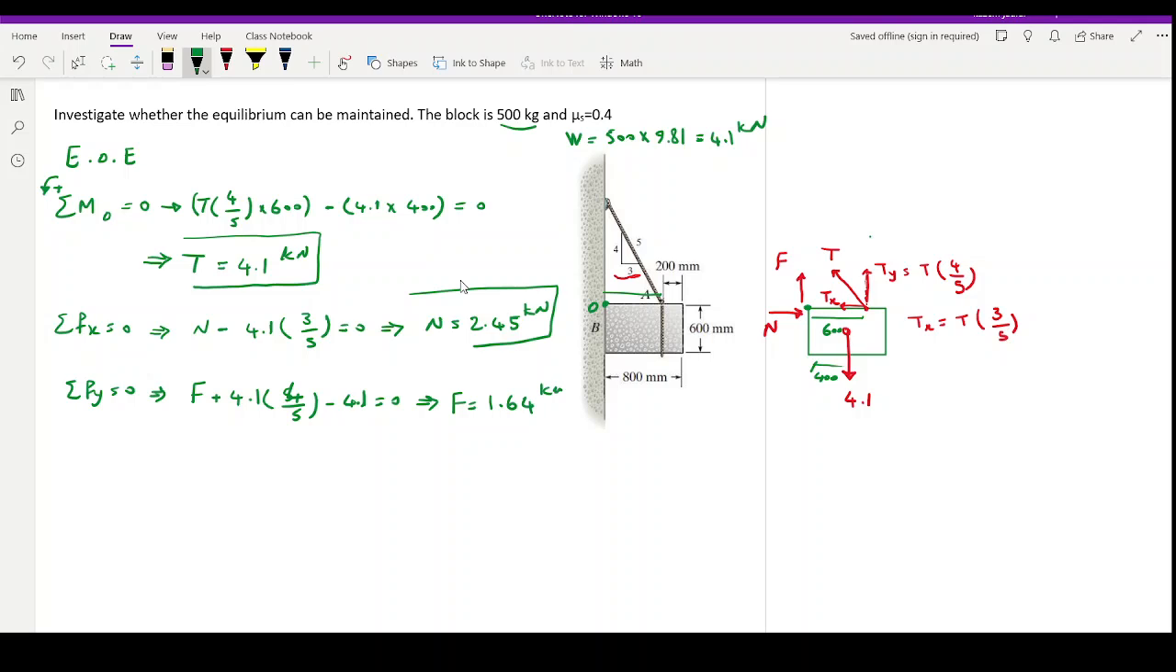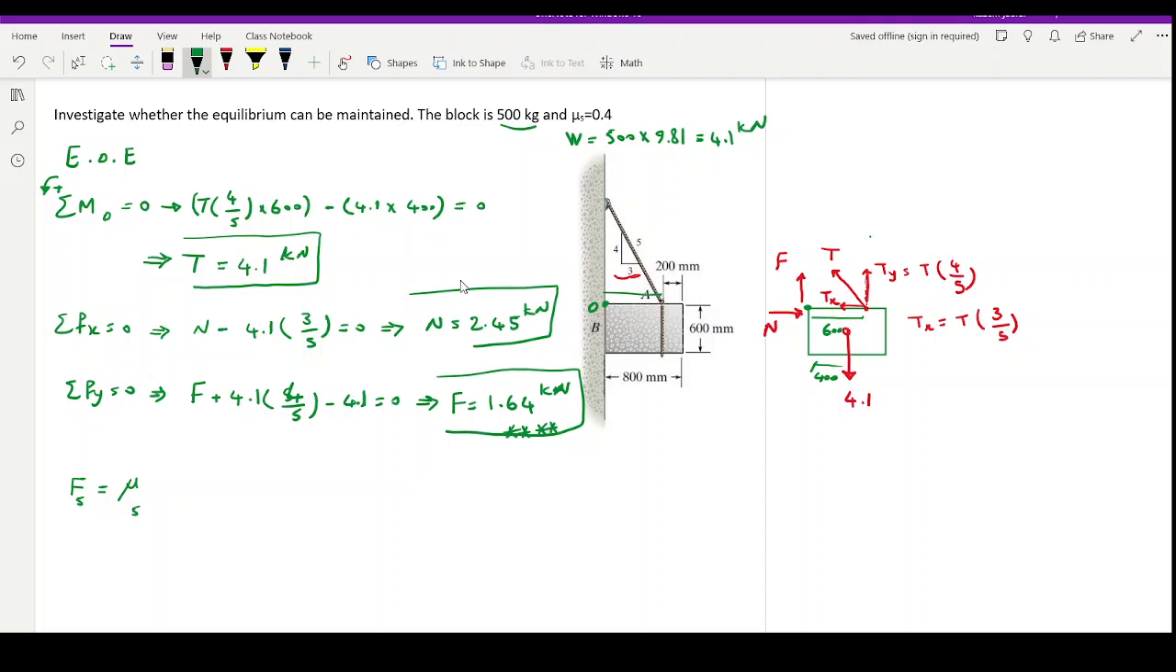1.64 kilo Newton. So what this says, it means that we need this much friction to hold the box in place. Let's see the maximum force that friction produces is how much. Is it enough or it's not? If it's enough, then our box will remain in equilibrium. Otherwise, it will slide down.